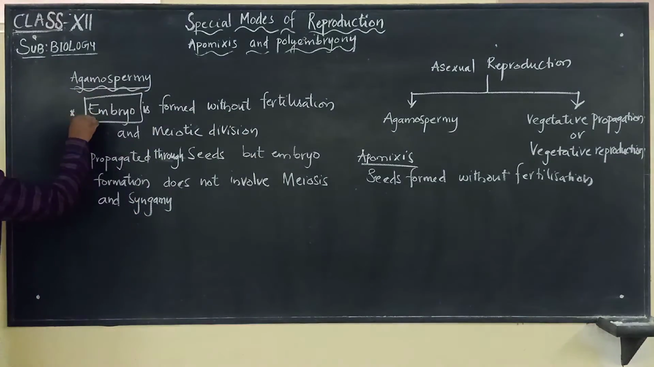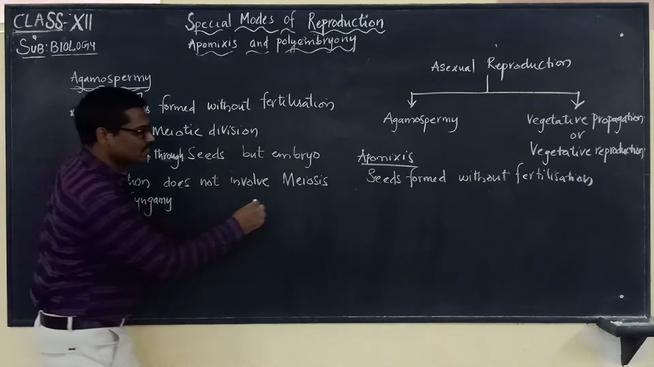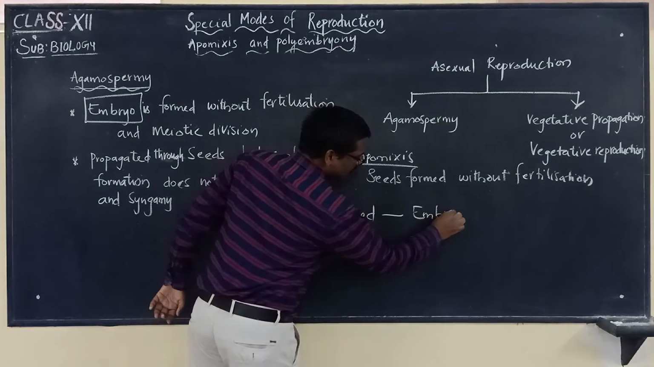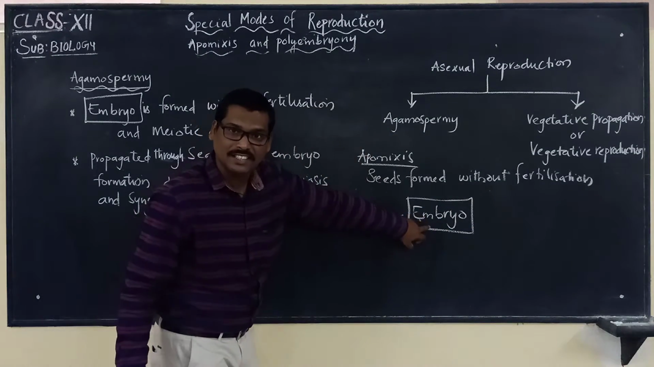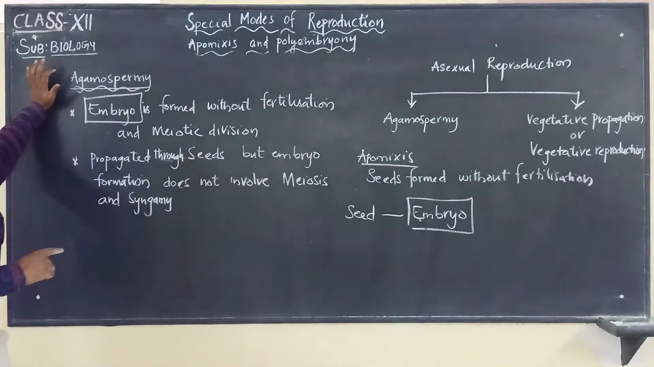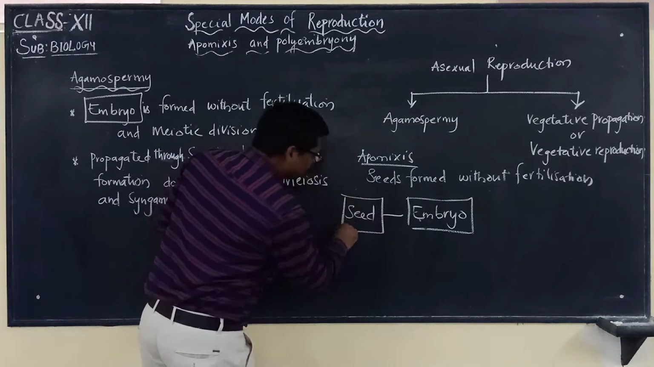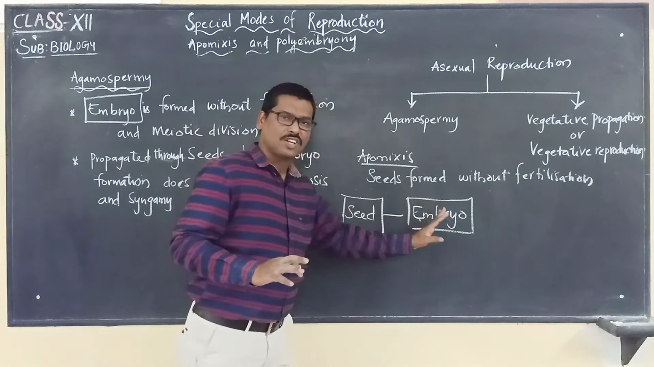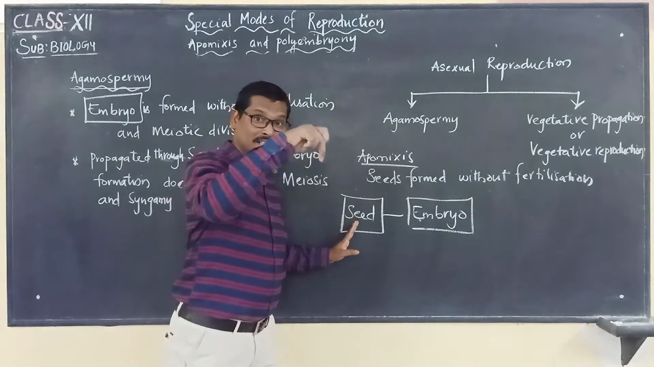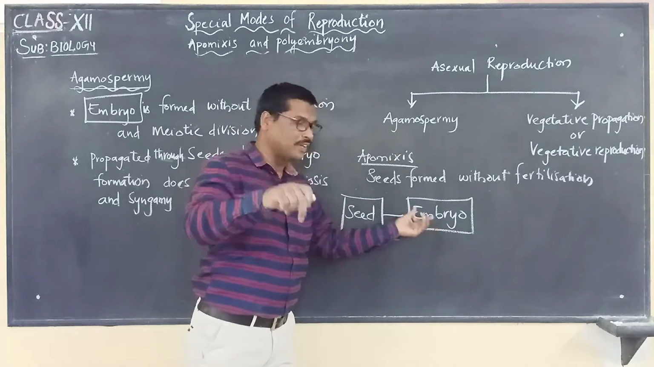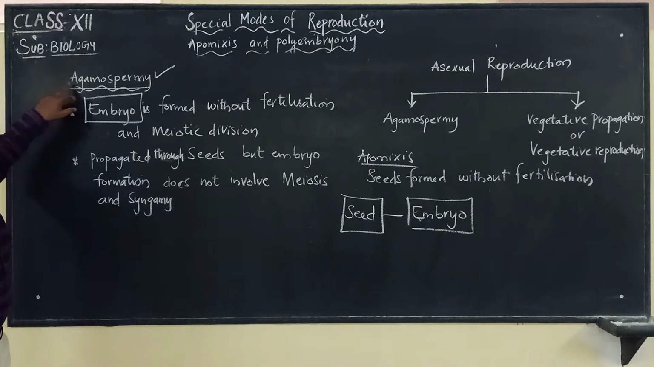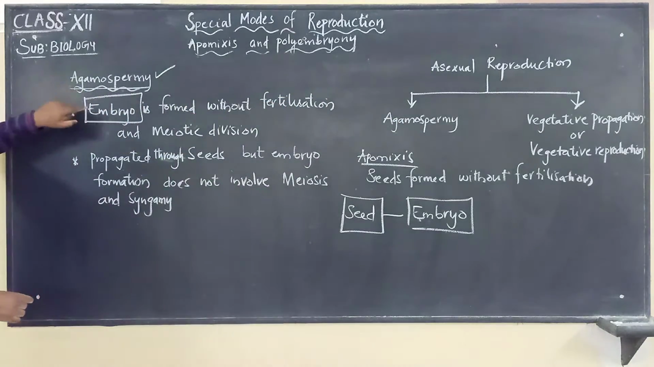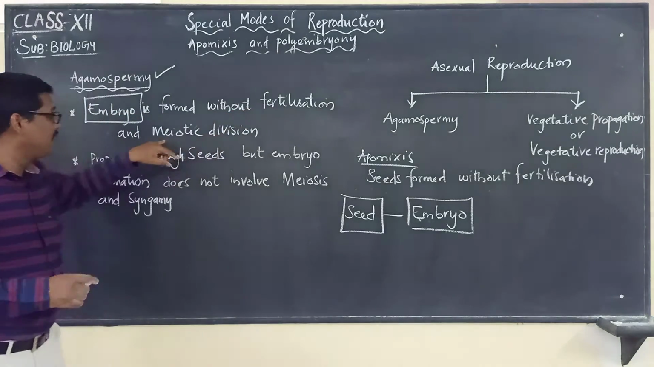Where is the embryo present? The embryo is present in the seed. The seed is having the embryo. So if the embryo is formed without fertilization, we call it agamospermy. And if the seed is formed without fertilization, we call it apomixis. Almost both are the same. So agamospermy is a method of asexual reproduction, in which the embryo is formed without fertilization and meiotic division.